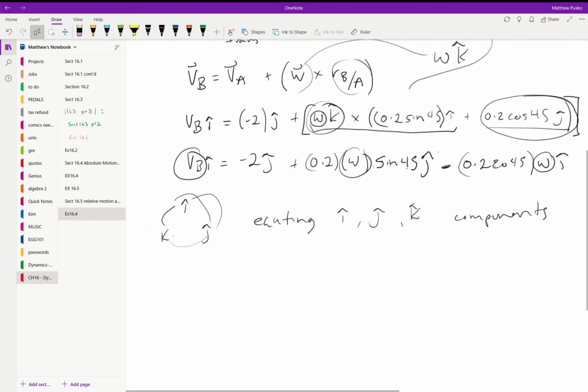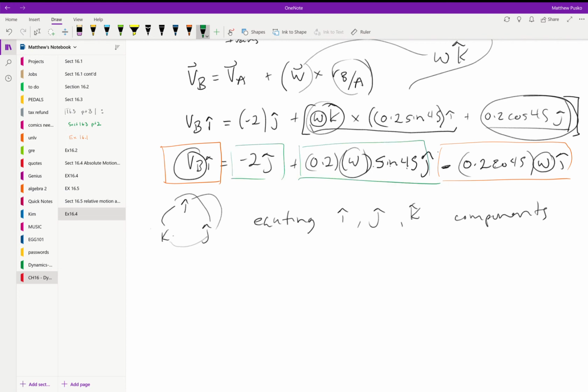And I like doing this by just drawing boxes. So we have an I component and an I component. We have a j component and a j component. So let's make two equations. Let's do the I in orange. I get the velocity of b is equal to, you can drop the I, 0.2 omega cosine 45 degrees.